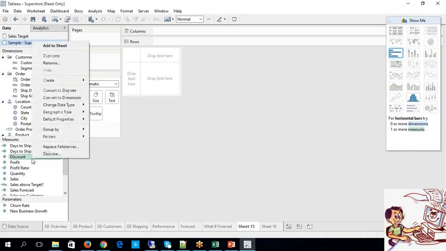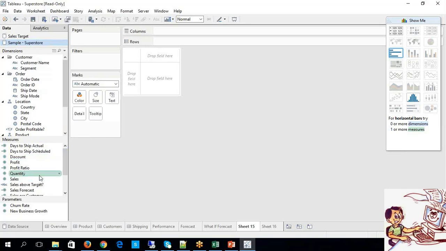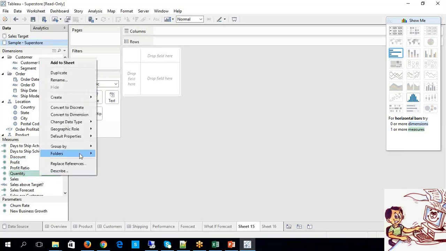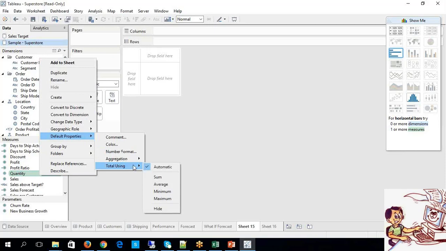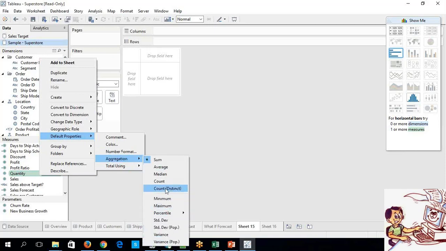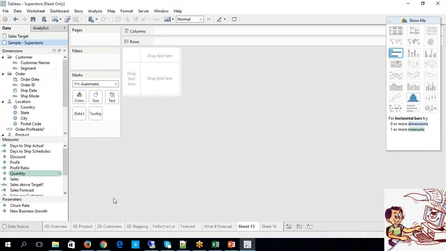But once you have it, if you want to apply any separate aggregations, we have default properties. So on top of it, we can apply these aggregations separately. That is our responsibility. But by default, it will identify whether it is measure or not.